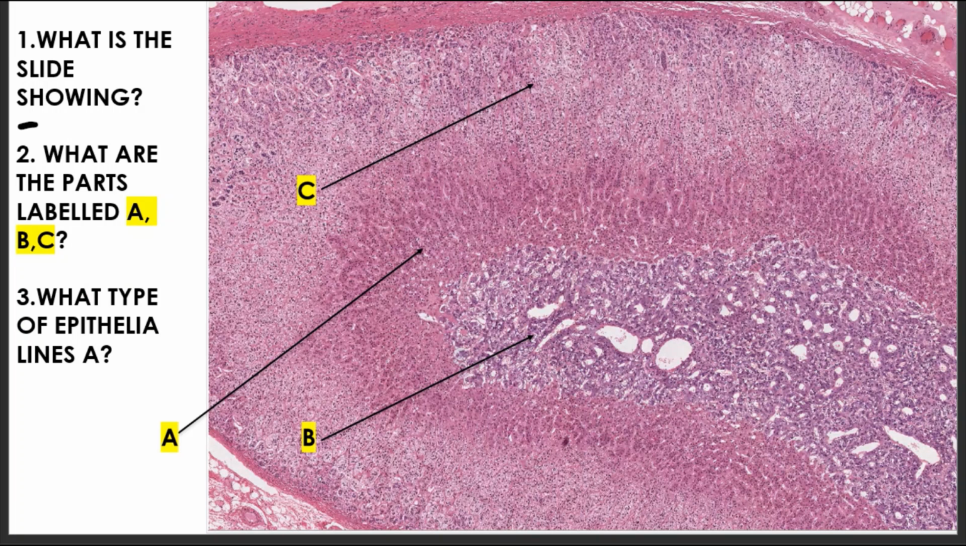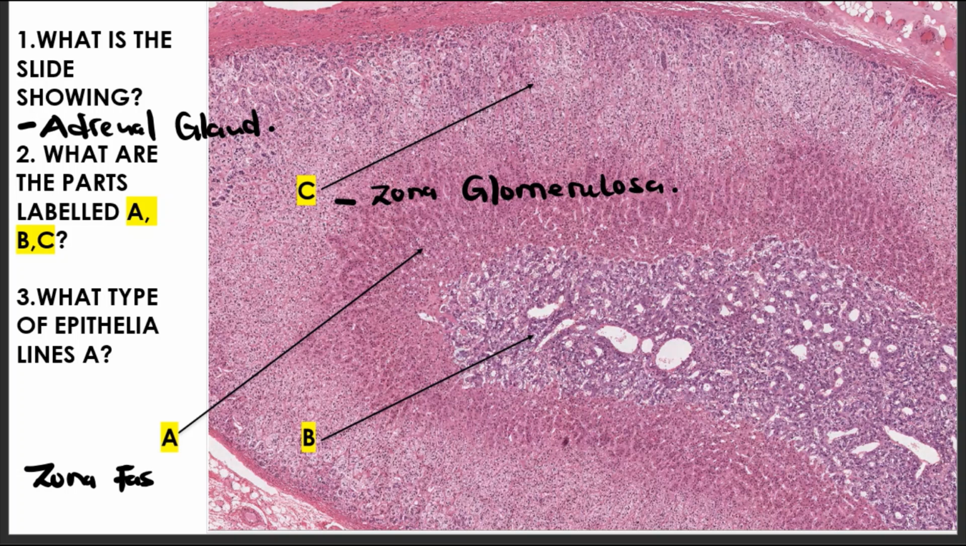What is this slide showing? This is the adrenal gland, suprarenal glands. C is a zone that is found under the capsule of the adrenal gland. This is called the zona glomerulosa. So zona glomerulosa. A is the zona fasciculata. And B is the medulla.